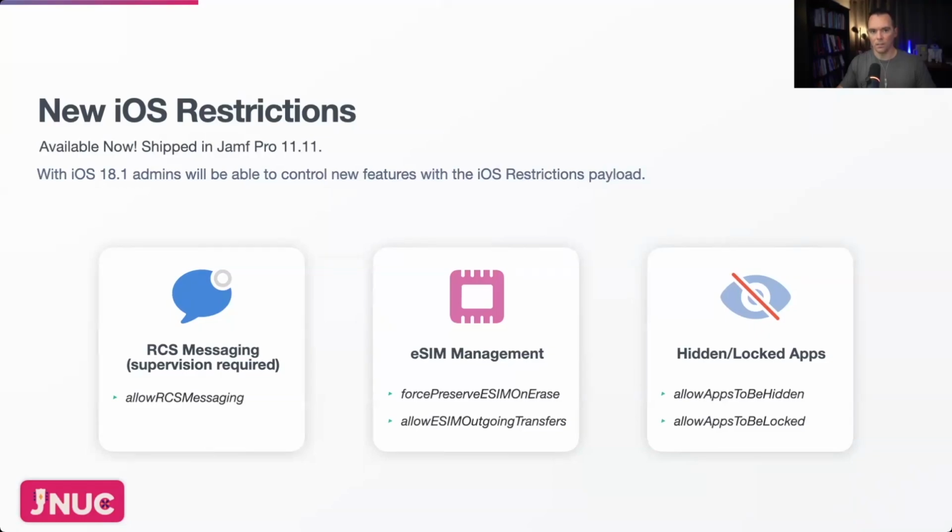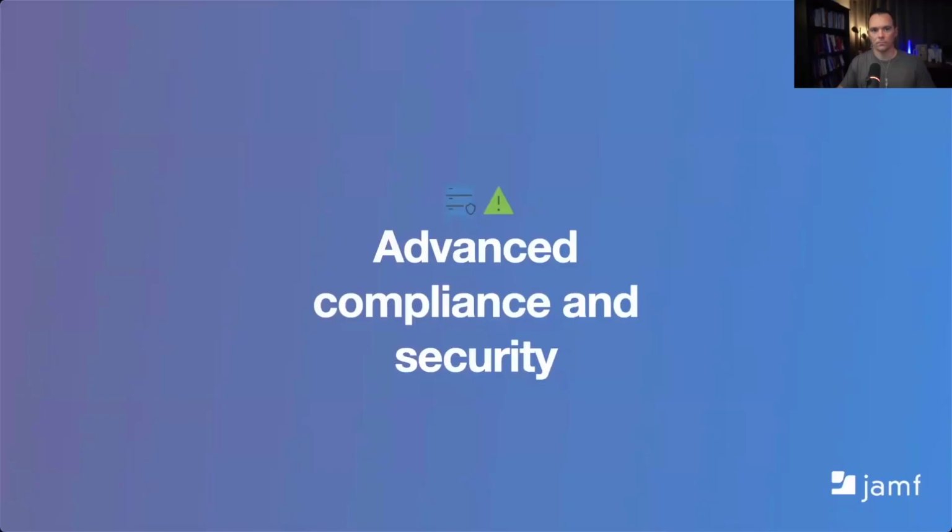And the second key is allow apps to be locked. Setting this to false prevents app locking. Since hiding apps requires them to be locked first, disabling this option automatically prevents app hiding as well. It's nice because these controls give organizations flexibility in managing how their users can protect sensitive applications.